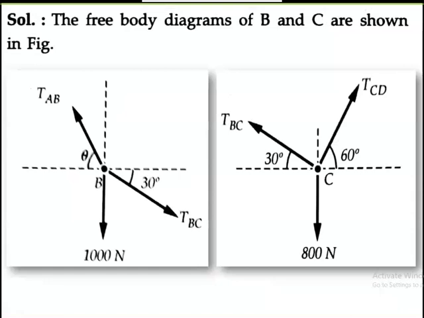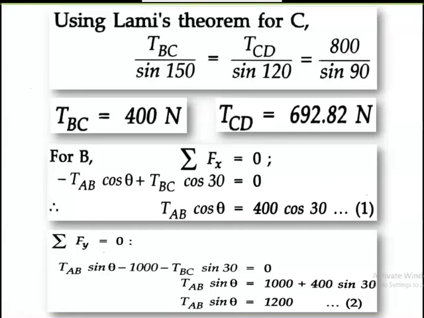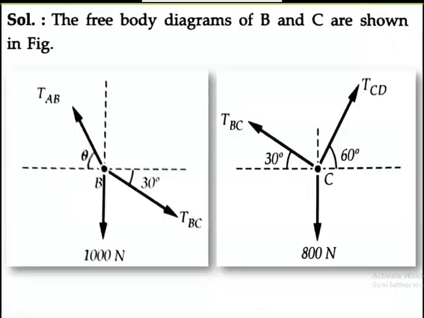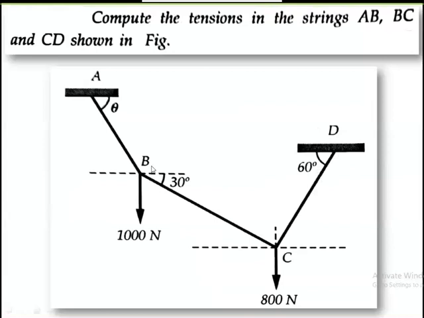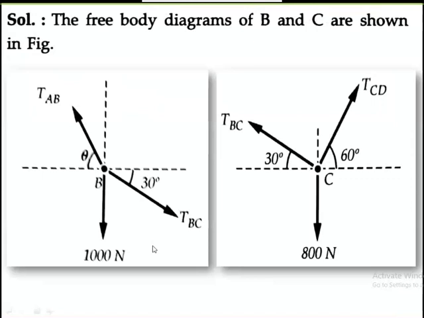First the free body diagram of the B joint we have written. You can observe here, from the B joint it is TBA, TBC, and this one is 1000 Newton. This is TAB or TBA, the same, TBC, and the other one is 1000 Newton. You can observe the C joint here.